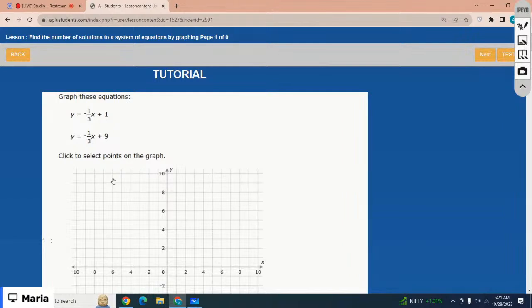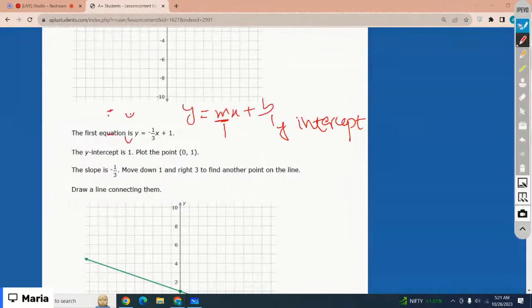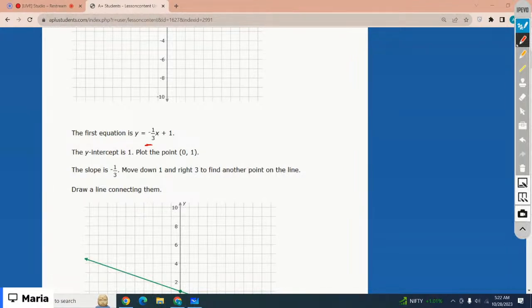Okay, so the equations are y equals negative 1 over 3x plus 1, and the second one is y equals negative 1 over 3x plus 9. So negative 1 over 3 is the slope of the equation, right? And 1 is the y-intercept, right? Just look at this one. You have negative 1 over 3 is the slope, right? And 1 is the y-intercept.